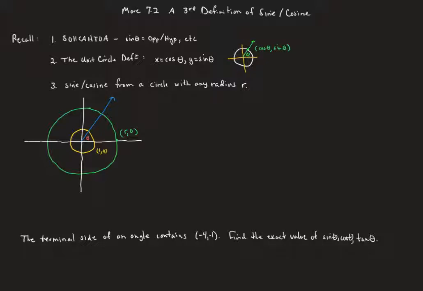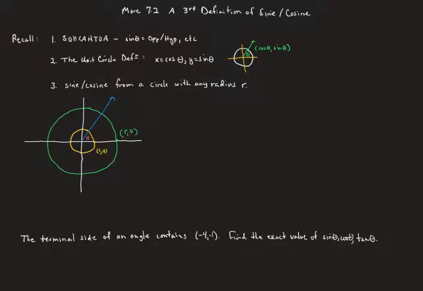So our first one was the one you learned way back in your geometry days. We call it the SOHCAHTOA, or the right triangle definition, where in a right triangle we know that the sine is the opposite over the hypotenuse, cosine is adjacent over hypotenuse, and tangent is opposite over adjacent. And that's great, but it's limited because you have to have a physical right triangle.